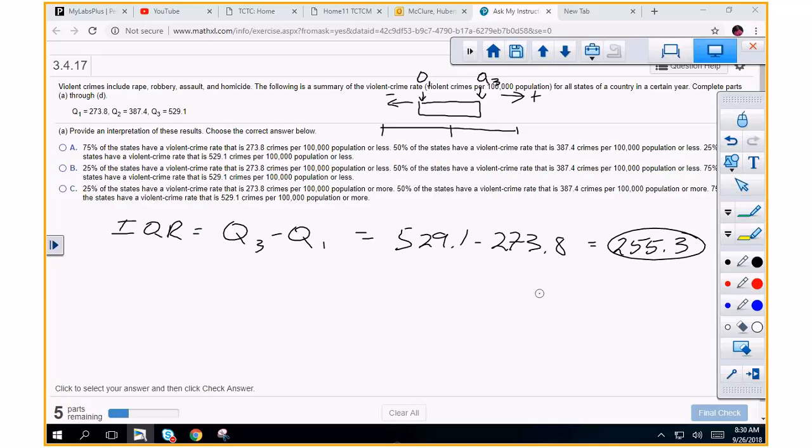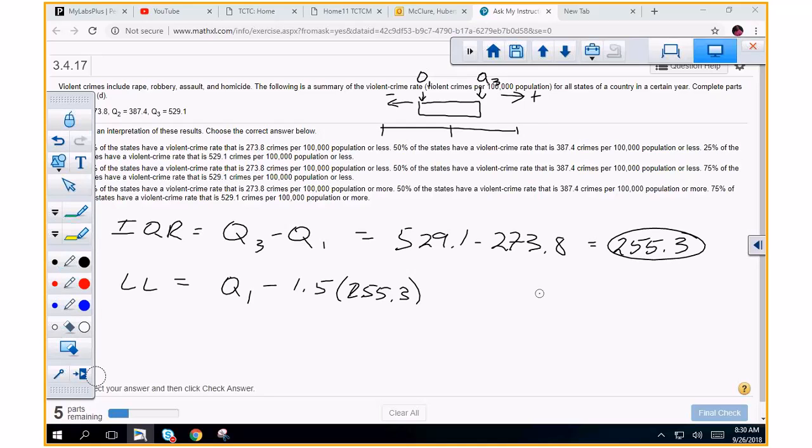All right, so that's going to be your lower limit. What is it? Q sub 1 minus 1.5 times the interquartile range, which is 255.3. And the Q sub 1 is whatever that number is, 273.8.